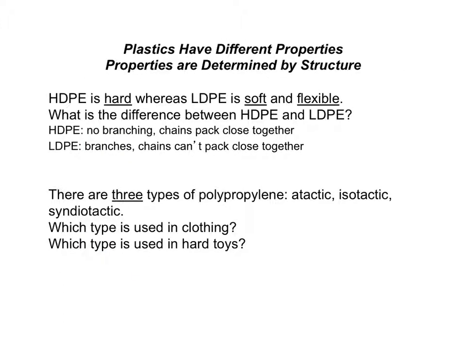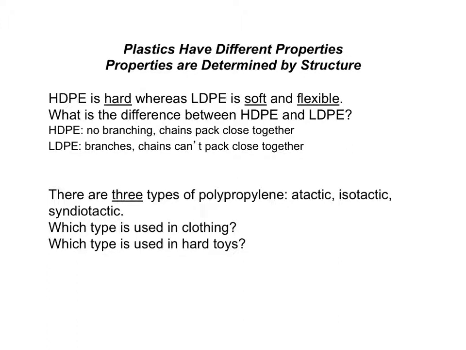The structure of a substance determines its properties. As mentioned earlier, HDPE is hard, whereas LDPE is soft and flexible. The difference in the properties of HDPE and LDPE have to do with branches. There's no branching in HDPE, so the ethylene chains pack close together. There are branches in LDPE, so the ethylene chains cannot pack close together. The closeness by which the chains pack together determines the density as well as those properties.